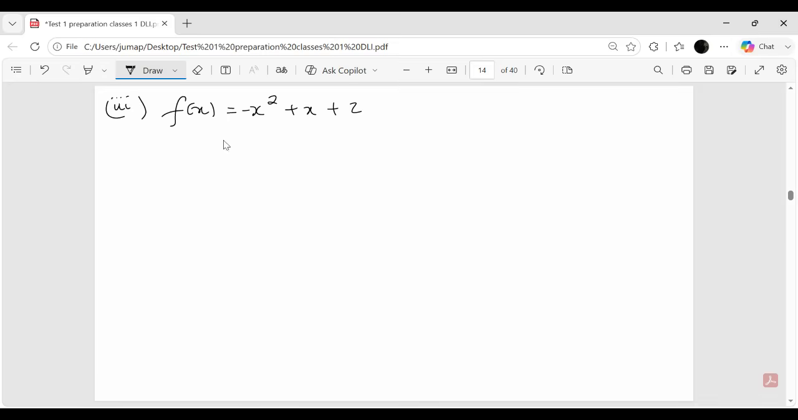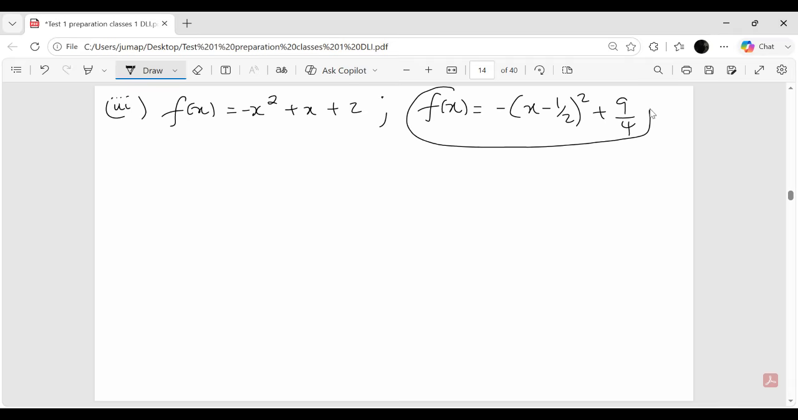Now remember, this same function has also been expressed as f of x is equal to negative x minus 1 over 2 squared plus 9 over 4. It has also been written like this. So you can use either one. Let me use this one which we've solved. If you're using this one, you're finding x-intercepts. When you're finding x-intercepts, it is when y is equal to 0, or f of x is equal to 0.